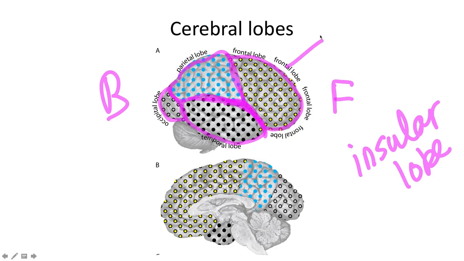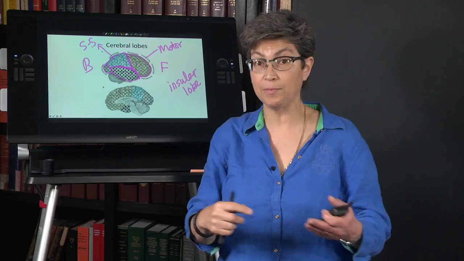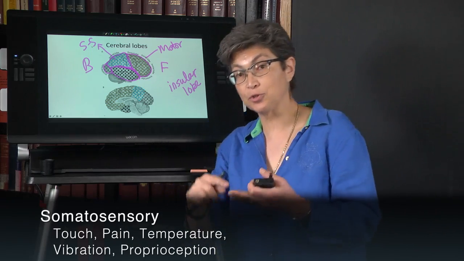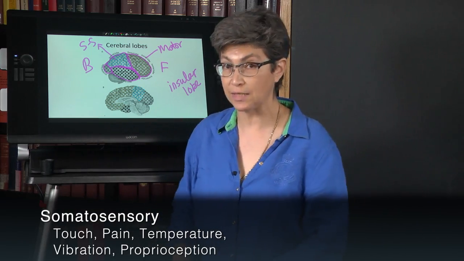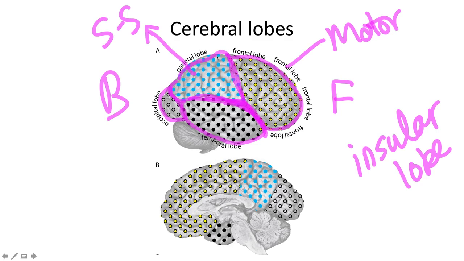The frontal lobe has motor functions. That's where primary motor cortex is. The parietal lobe has somatosensory functions. Somatosensory means touch, pain, temperature, vibration, the sense of where the body is. All of that is somatosensory. And the parietal lobe has the primary somatosensory cortex right here. Primary motor cortex is right here. In the temporal lobe is primary auditory cortex, and in the occipital lobe is primary visual cortex.